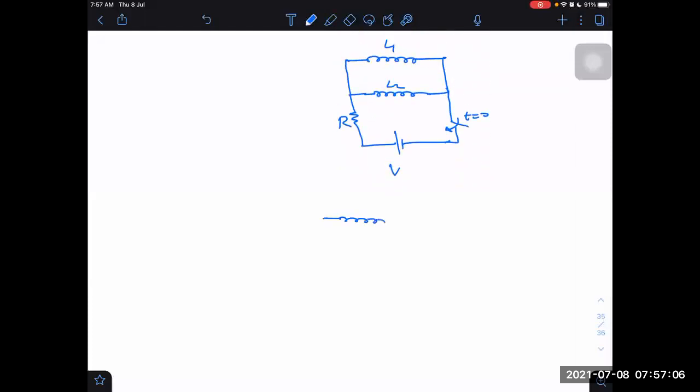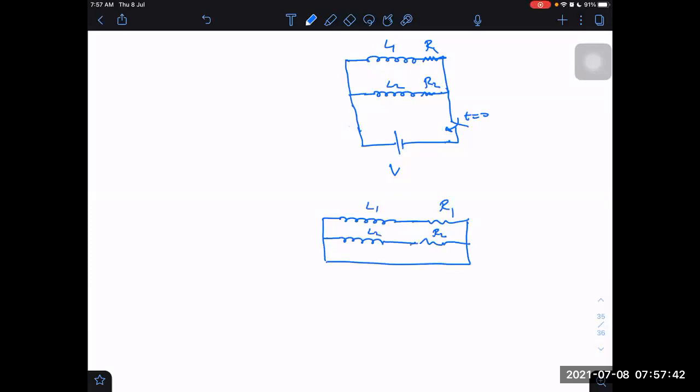So one time constant will be for the bigger loop. One thing, let me think. First, this R, I should have kept it separately. I think I should keep R1 in series here and R2 in series here. Then I could easily say what the time constant for L1 R1 would be. Battery replaced by short circuit. This is the situation.